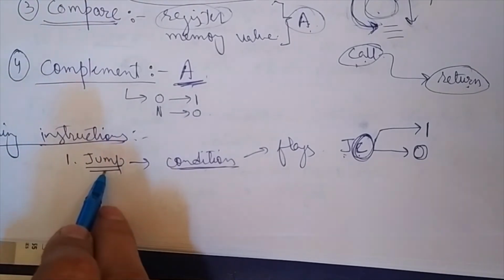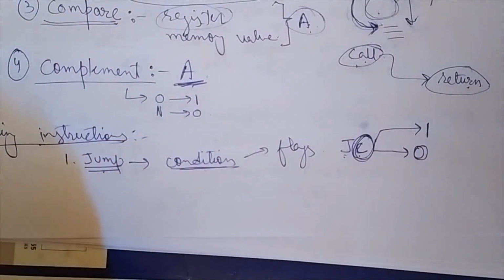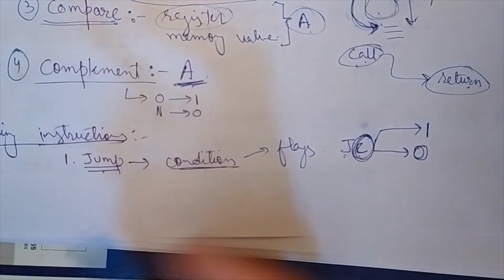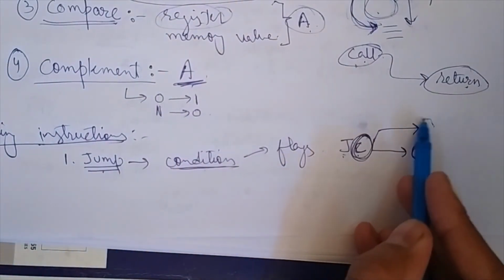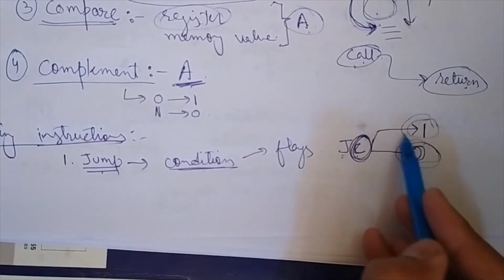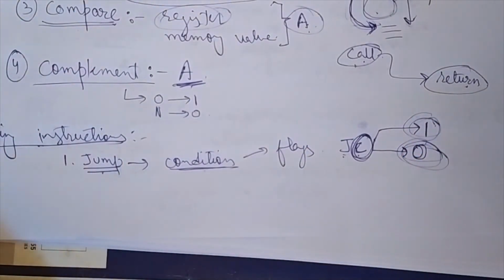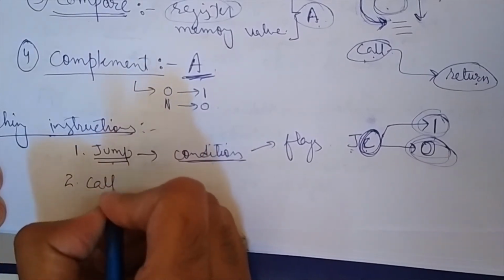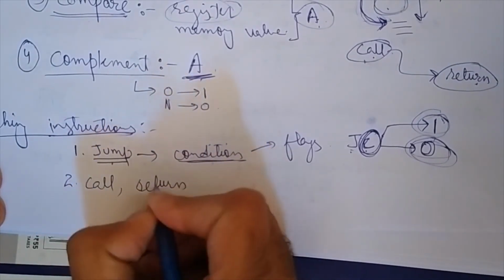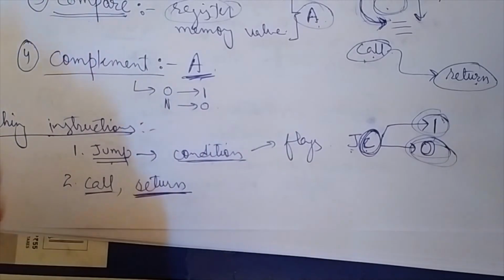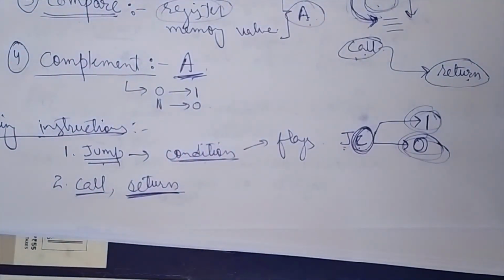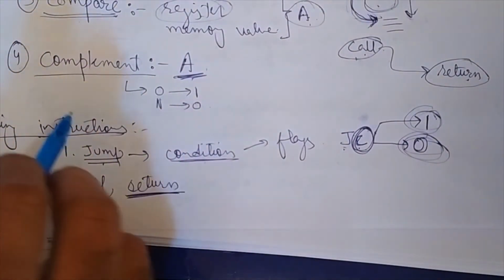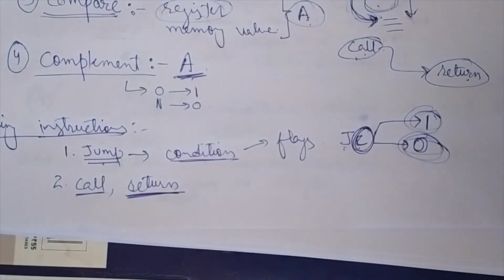So jump instructions are those instructions that are used in decision making, and they usually check the flags in the flags register, and based on those flags they say whether they have to jump or they will follow the sequential execution. The second type of instructions are call and return. These branch instructions are used in case of function calls. So these are the branching instructions of microprocessor 8085.